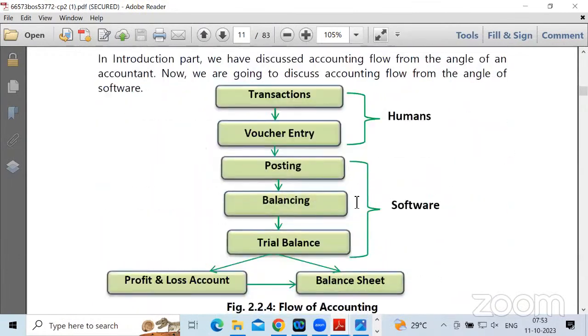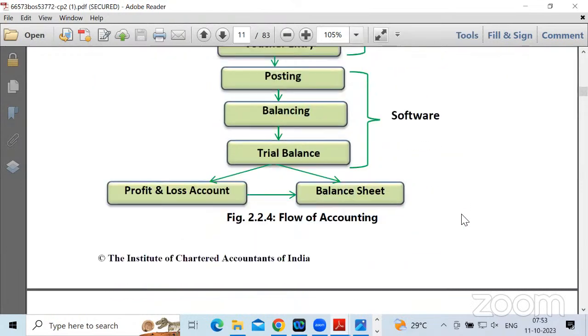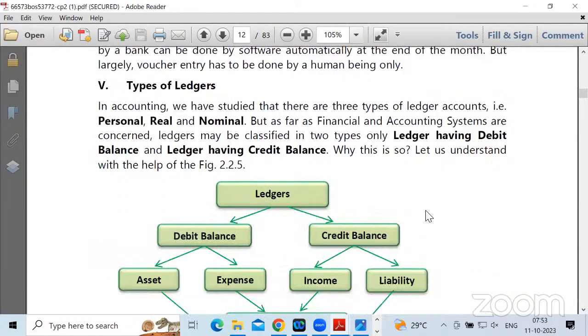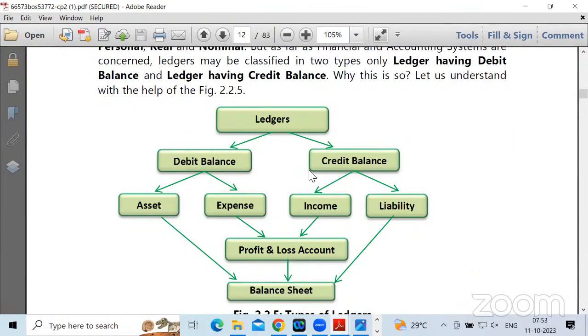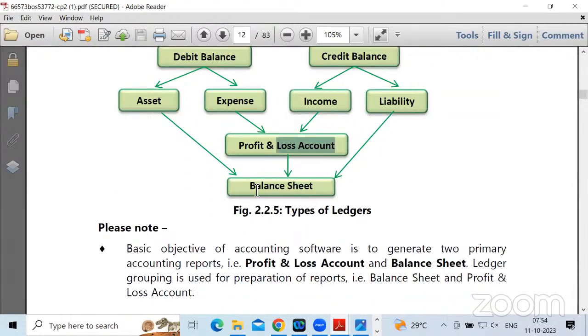Then voucher number, document number, all these things are very common. So in the business processing, you have transaction, voucher entry entered by the human being. Whereas the remaining things like posting, balancing, and trial balance, profit loss account, as well as balance sheet are prepared by default by the software. So Tally is the best example for this. So different kinds of ledgers like debit balance, credit balance, all these are self-explainable: asset, expense, income, liability. Then profit loss account, balance sheet.